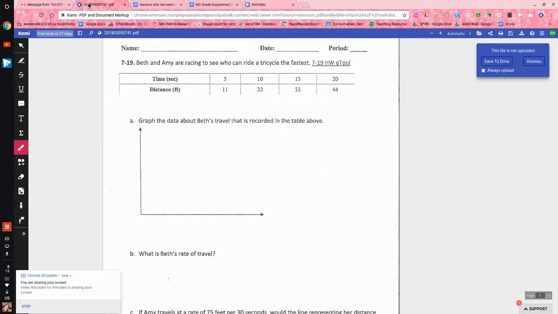All right, guys, tonight's homework, starting out with problem 7-19. Beth and Amy are racing to see who can ride a tricycle the fastest.